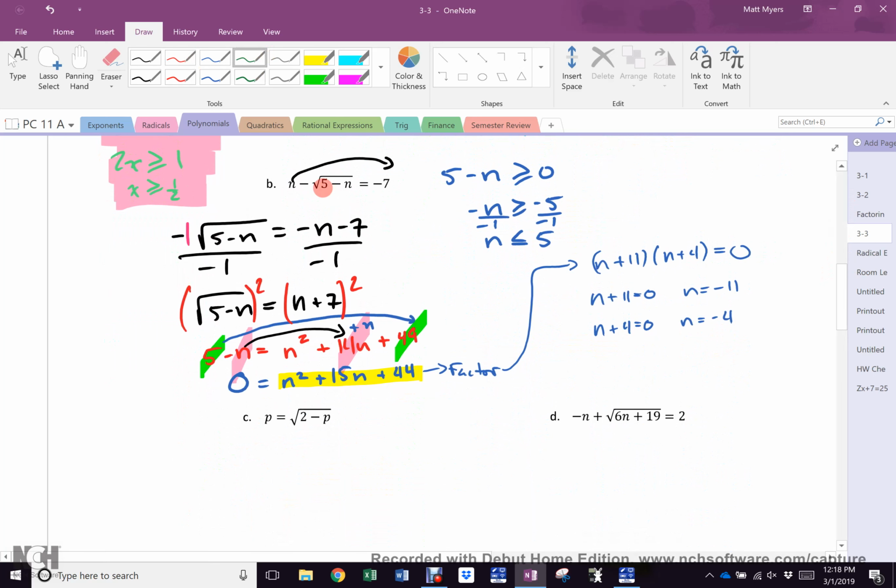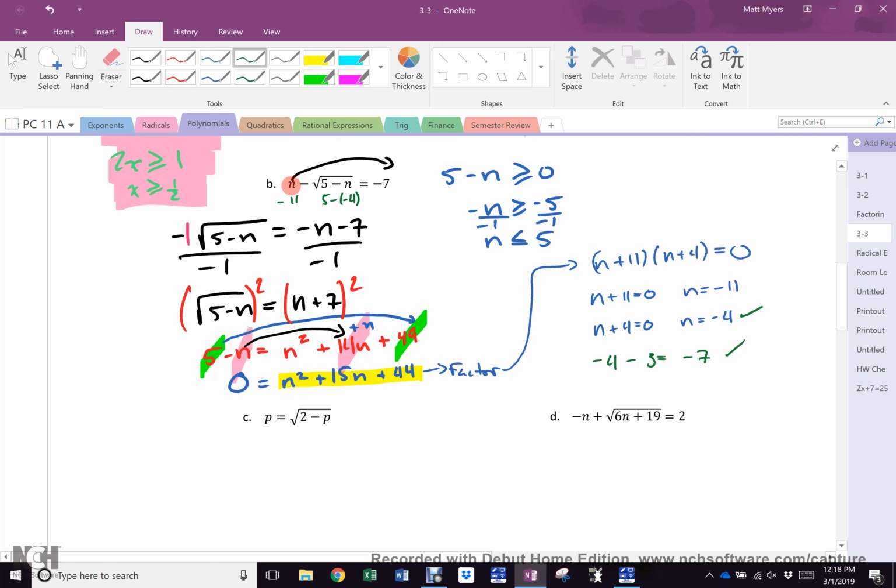What is 5 minus 4? 9, right? What's the square root of 9? 3. So here, what's n supposed to be? Negative 4. Is negative 4 minus, what's the root of 9? 3. Is negative 4 minus 3 negative 7? Is it? Sure it is. So is this answer right? Yep. Now let's check the other one.